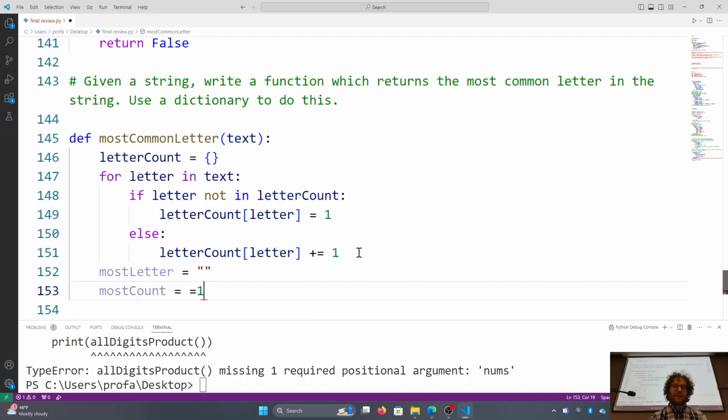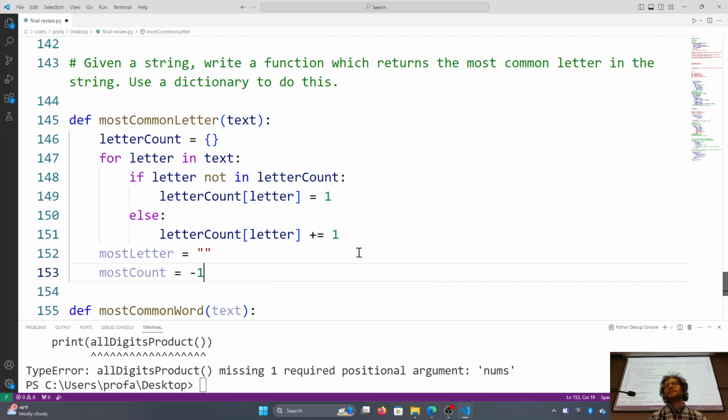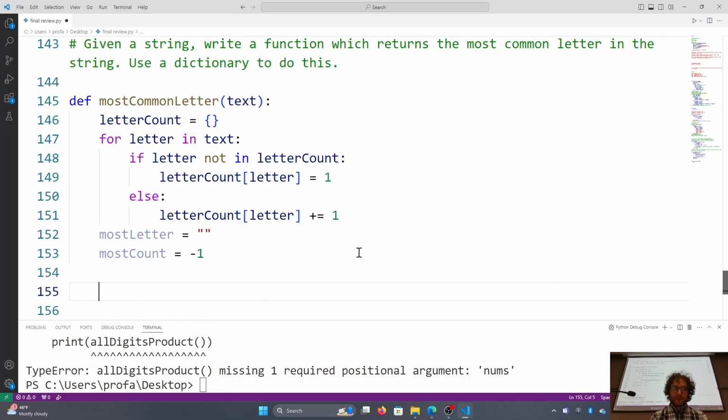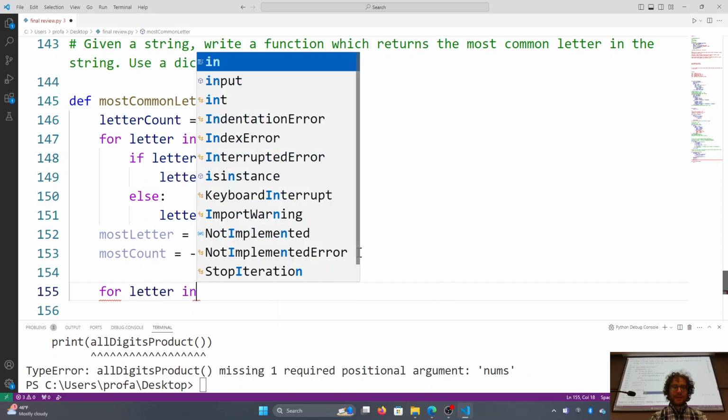We're going to say I've seen a letter, this first letter, -1. I've seen the empty string -1 times. I could do 0, but I'm just setting these up so that they'll get immediately replaced when I iterate through. Because what I now need to do is iterate through for every letter in letter count.